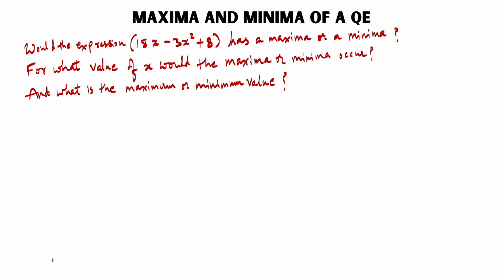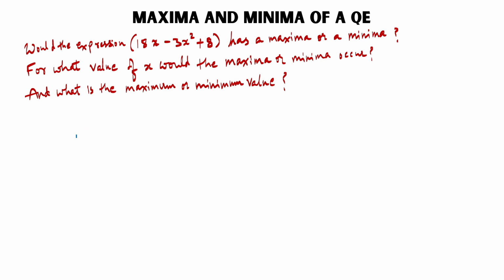Would the expression 18x minus 3x square plus 8 have a maxima or a minima? This is the first one. The second question is, for what value of x would the maxima or minima occur? And the third one is, what is the maximum or minimum value?